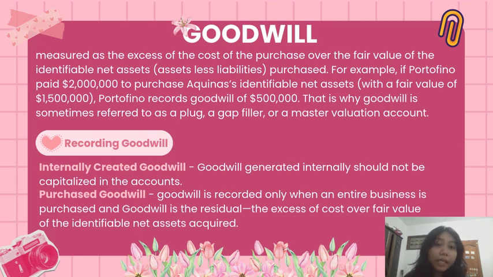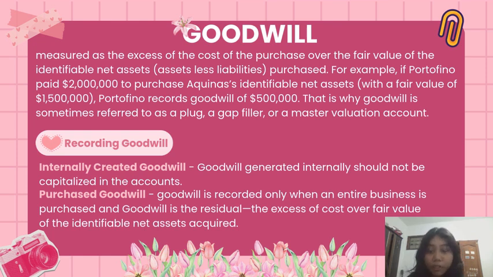For example, if Portofino paid $2 million to purchase Aquina's identifiable net assets with a fair value of $1.5 million, Portofino acquires goodwill of $500,000. That is why goodwill is sometimes referred to as a plug, a gap filler, or a master valuation account.